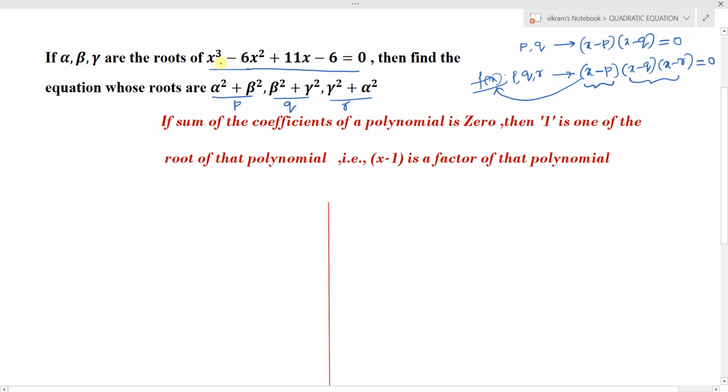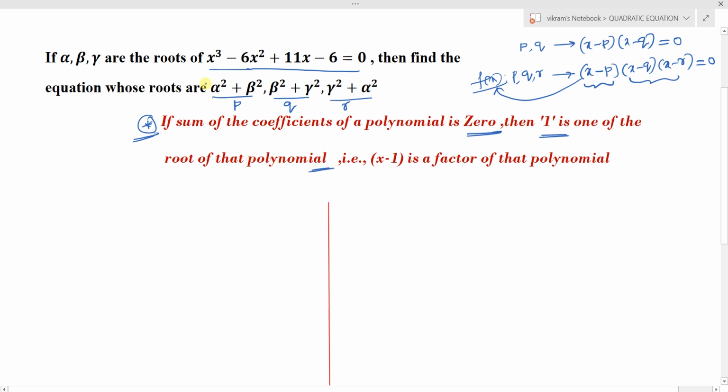Before that, nothing is known to us here, so no factor is given, only the cubic equation, a polynomial equation. Then how do we find it? Here we need to consider an important point: if the sum of the coefficients of a polynomial is 0, then 1 is a root. So 1 is one of the roots of the polynomial.